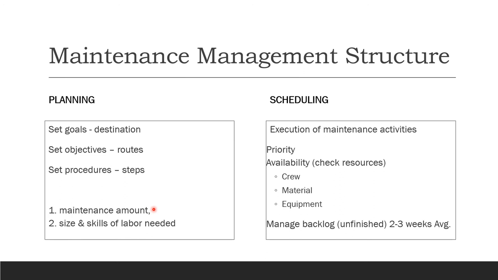When we do the planning, we consider the amount, or the size, of the maintenance, and the scale and size of the labor needed. So these are all planning and thinking: think about the cost, the people, and their scale. Scheduling is the execution of the maintenance activities. So how are we going to execute? Here is where we prioritize the essential stuff. How do we set the priority? We check resources, crew, and material, so that's availability. If you know the availability, you know the priority, and you can manage maintenance in the right direction.